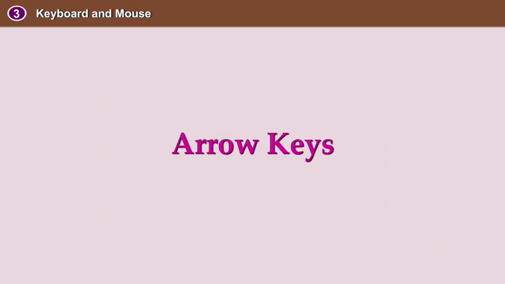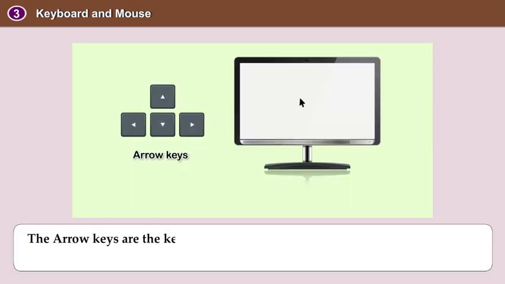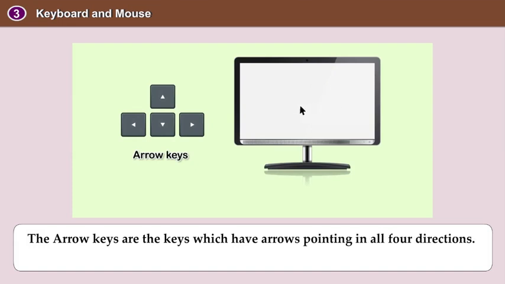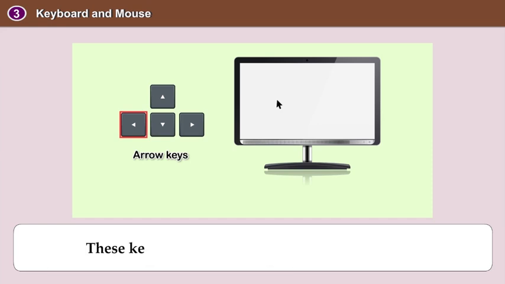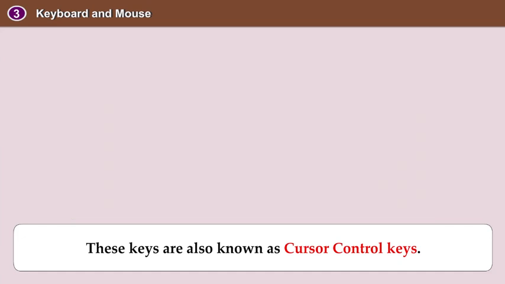Arrow keys. The arrow keys are the keys which have arrows pointing in all four directions. They are used to move the cursor up, down, right, and left. These keys are also known as cursor control keys.